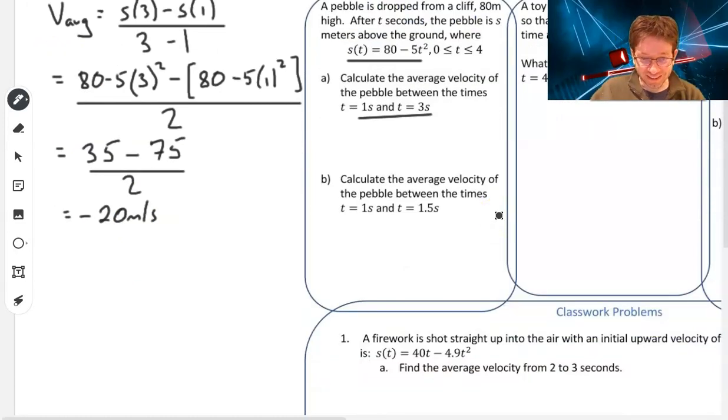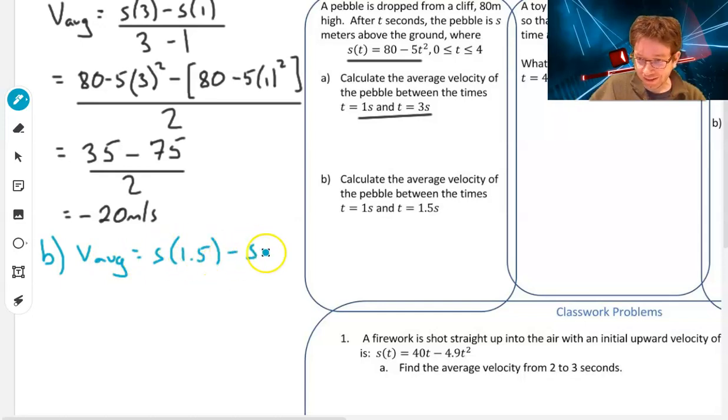So part B, we change color. It says calculate the average velocity of the pebble at these times. So 1 second and 1.5 seconds. This is interesting. It's like we're taking our secant and we're getting closer and closer and closer. Those points P and Q, we're getting closer. But we're not doing a limit yet. We'll get there.